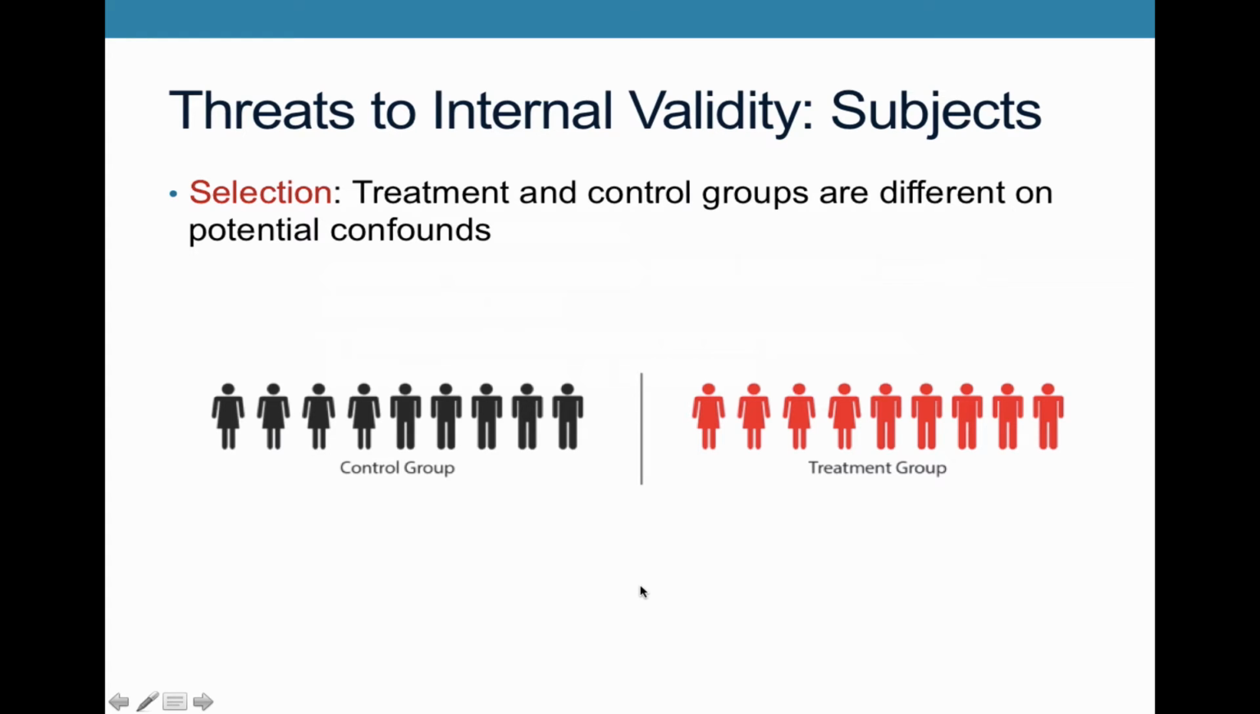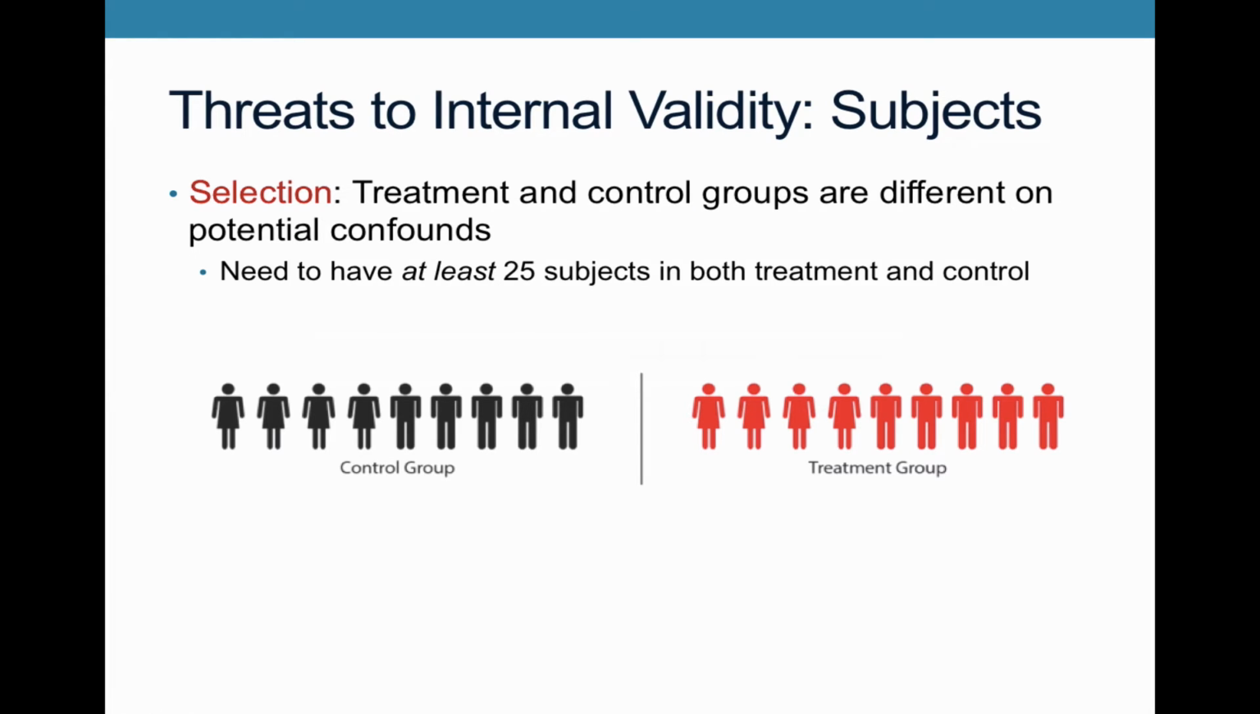Well, the problem with this is that you need at least 25 subjects in both treatment and control in order to be able to have any expectation of equivalence. So if you have too small of a number of people, you might have a problem with selection, in that you might, just by chance, have, say, more women than men in your treatment group than in your control group. And maybe women tend to react differently to the campaign ads than men would.